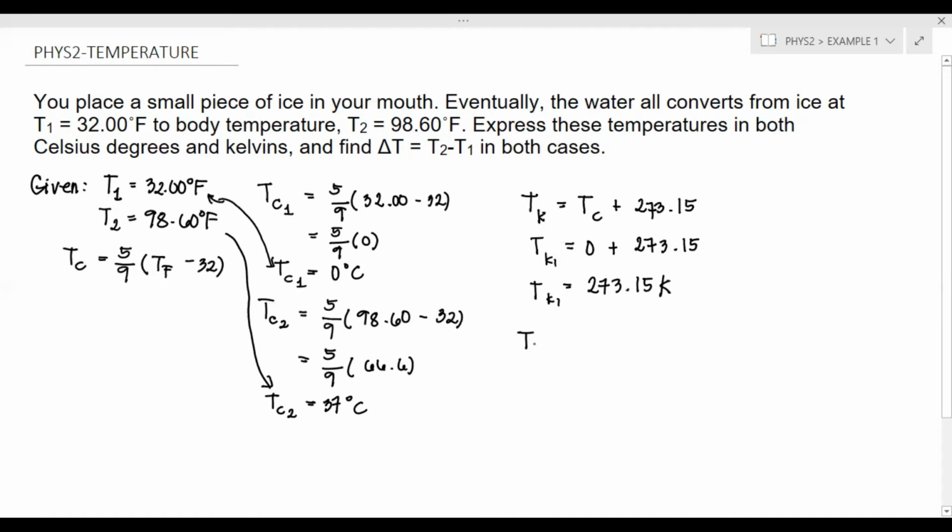And for the second temperature, the T2, so TK2, that's 37 degrees Celsius plus 273.15. Now you will get 310.15 Kelvin. So this is the equivalent Kelvin of 37 degrees Celsius.